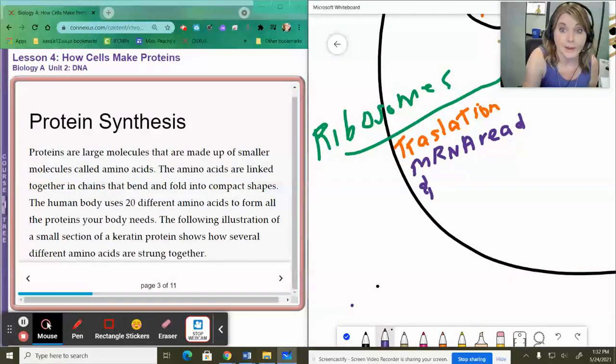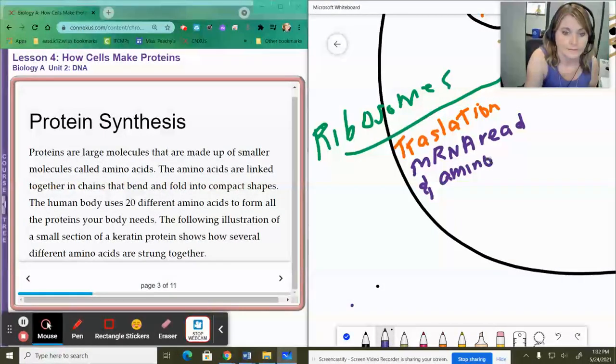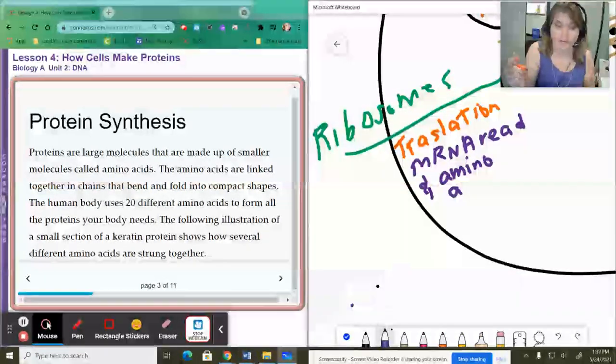And amino acids are made. Or they're not made, but the amino acids are put together into one long chain.